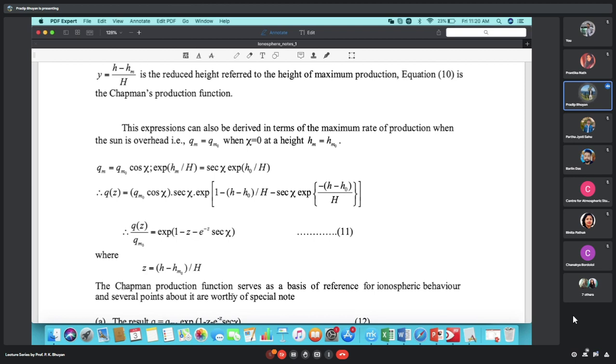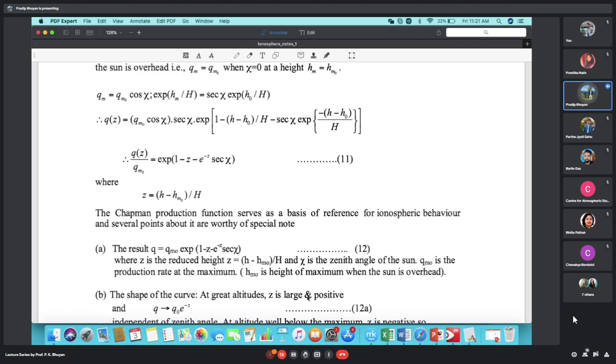So this Chapman production function serves as a basis of reference for ionospheric behavior, and several points about it are worthy of special note. What is this? QZ by QM naught is exponential 1 minus Z minus exponential minus Z secant chi, the same as the earlier equation with Y, but here HM is replaced by HM naught. This Z actually qualifies the Q, the production rate. QZ is the production rate at height Z.